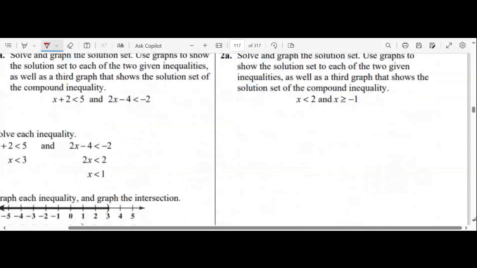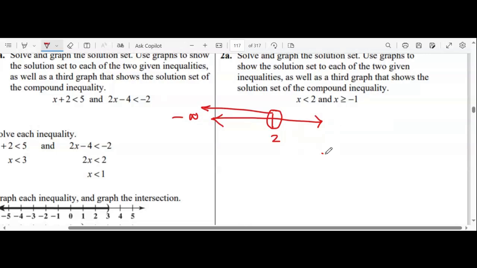Solve and graph the solution set. Use graphs to show the solution set to each of the two given inequalities, as well as the third graph that shows the solution set of the compound inequality. So if you want to graph the first one, how does it look? Open or closed? Open. Going to where? Left, to negative infinity.